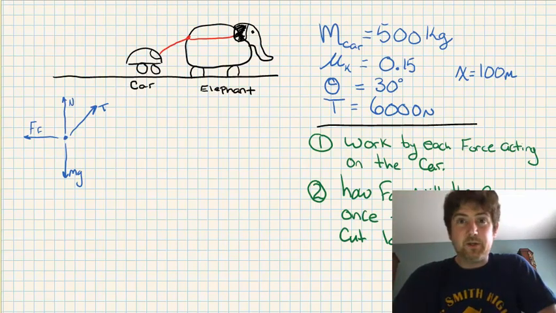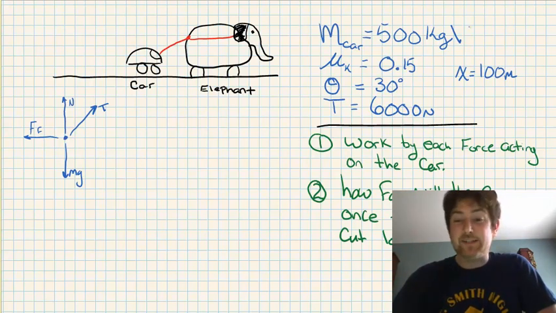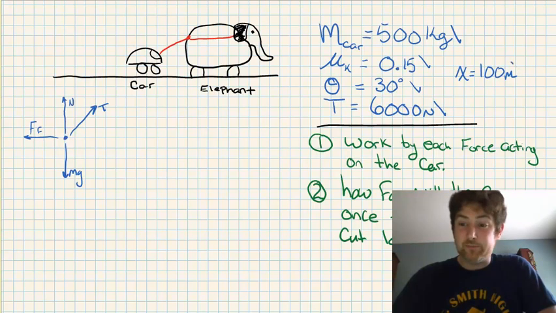In this example, we're going to discuss the amount of work done on a car being pulled by an elephant. They tell us in the introduction to the problem that the mass of the car is 500 kilograms. The coefficient of kinetic friction is 0.15. The angle between the rope and the horizontal is 30 degrees. The force of tension in the rope is 6,000 newtons. And the distance the elephant pulls the car is 100 meters.